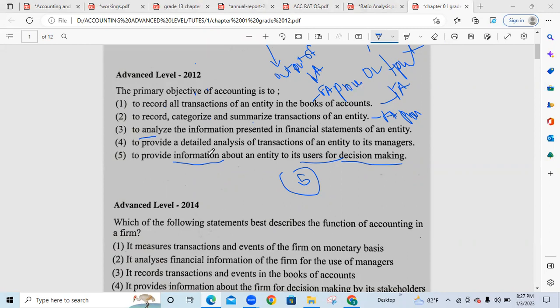Okay, next one. To provide detailed analysis to the managers. Output of the management accounting. Very good. Output of management accounting. So those are not the answers. The correct answer is the last one.